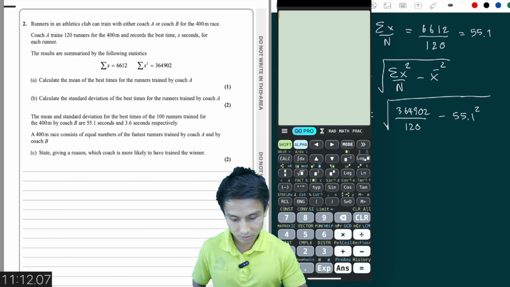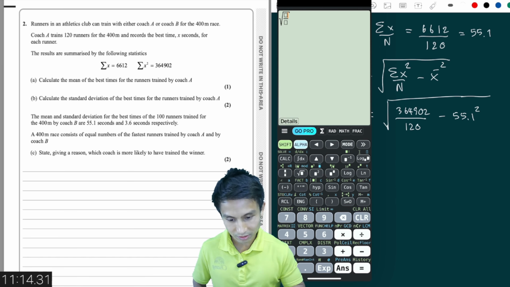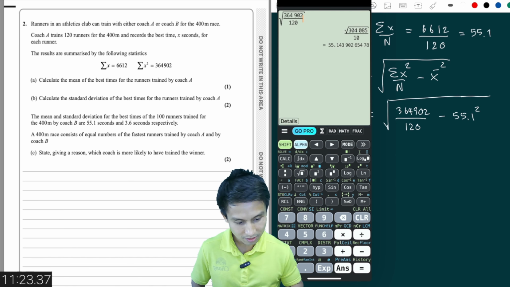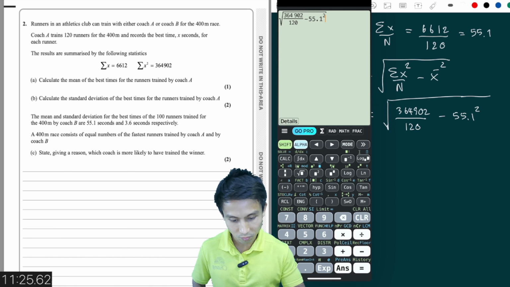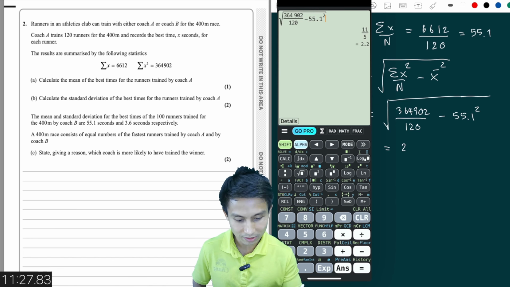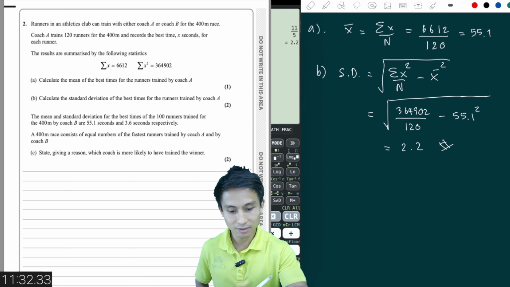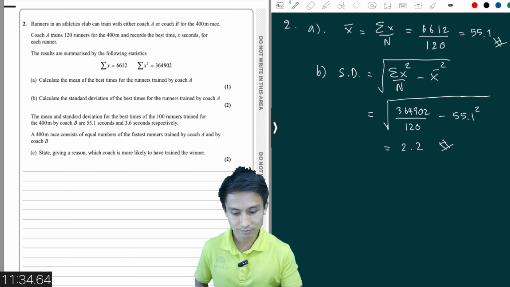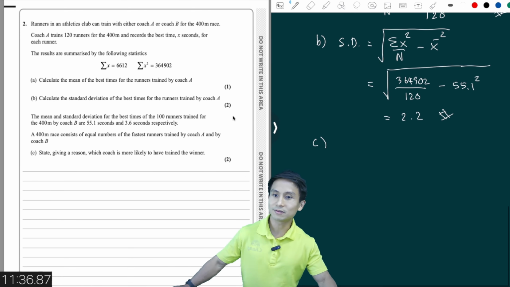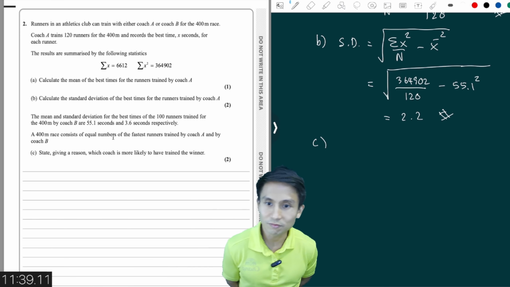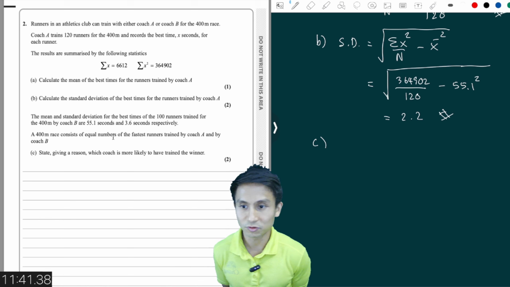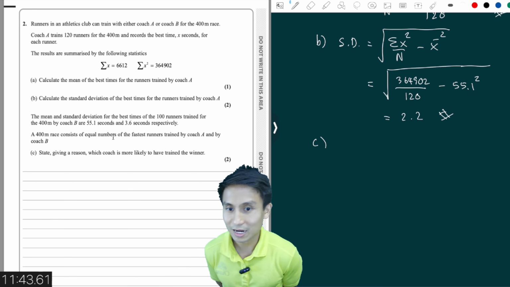So square root of 36492.902 over 120, is that right? Yep. Minus 55.1 squared. Wow, that's a nice number. 2.2. Okay, so that's the standard deviation. Part B done. Part C, the mean and standard deviation for the best times of 100 runners trained for 400 meters by Coach B are that and that respectively.